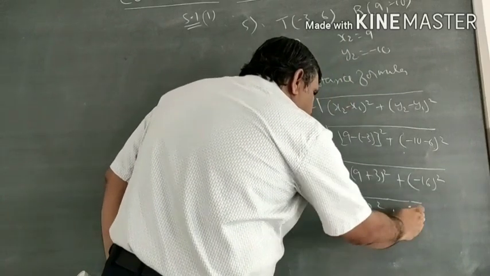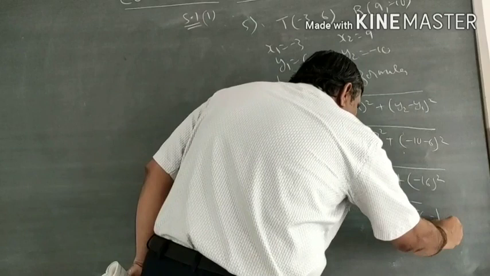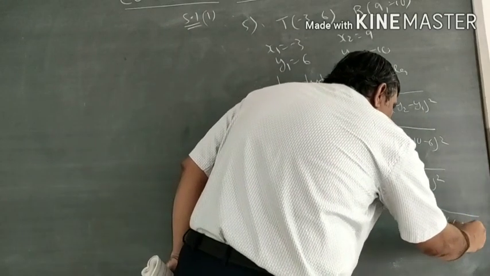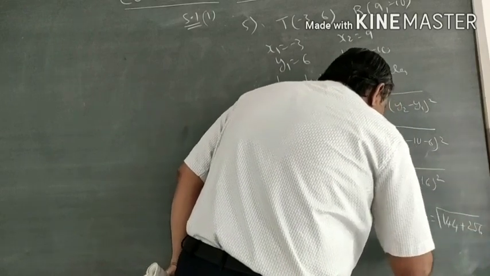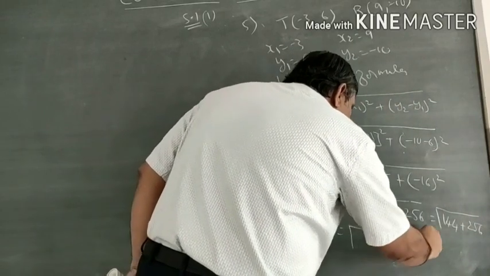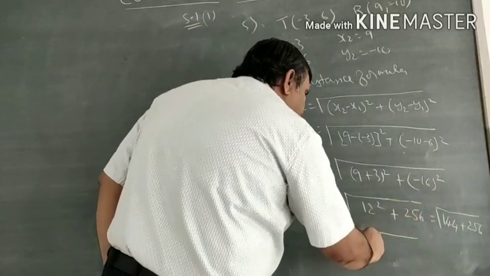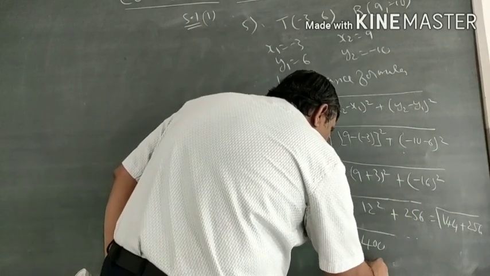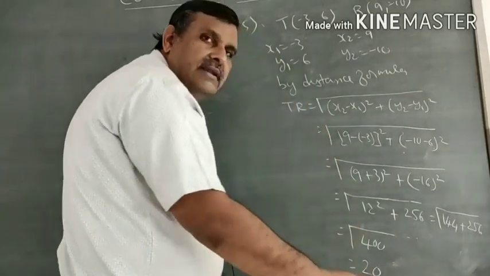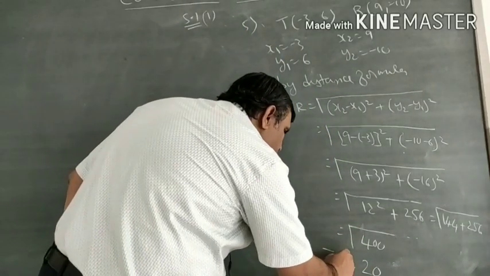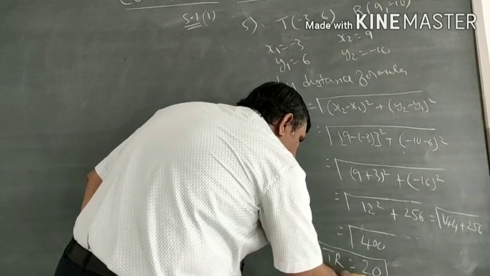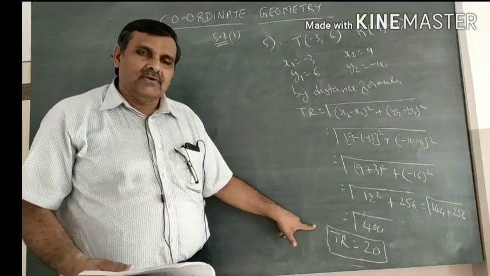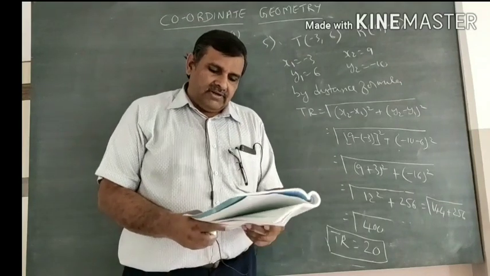256. It is equal to under root 12 square, which is how much? 144 plus 256. What is 144 plus 256? 400, I think so. What is the square root of 400? The square root of 400 is 20. So we are getting TR is equal to 20 in this sum. Now take the next sum.